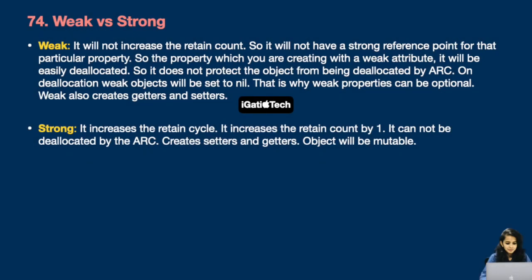Next, question number 74, weak versus strong. First, let's see weak. It will not increase the retain count, so it will not have a strong reference pointer for that particular property. The property which you are creating with a weak attribute will be easily deallocated. So it does not protect the object from being deallocated by ARC. On deallocation, weak objects will be set to nil. This is why weak properties can be optional. Weak also creates getters and setters.